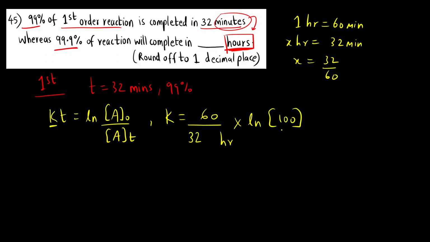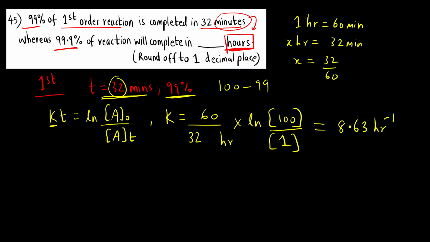Let's say it is 100%, and At is the amount after time t, after 32 minutes. 99% is reacted, which means how much is remaining? Remaining is 100 minus 99, so 1. If you solve this, the value of the rate constant comes out to be 8.63 hour inverse.